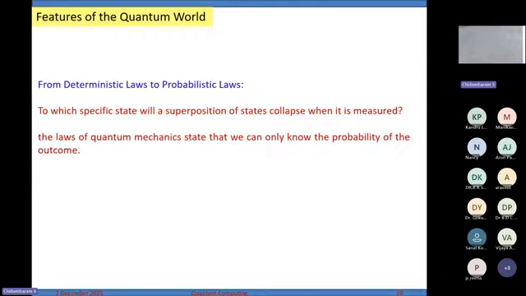And then from deterministic laws, we are moving to the probabilistic laws, right? We said that if you don't measure it, if you don't observe it, the quantum state would be in a superposition of multiple states, a linear combination of multiple states. But what is the probability here? The probability comes the moment you measure it. To which state it would get collapsed is the probabilistic nature. It is not deterministic, right?